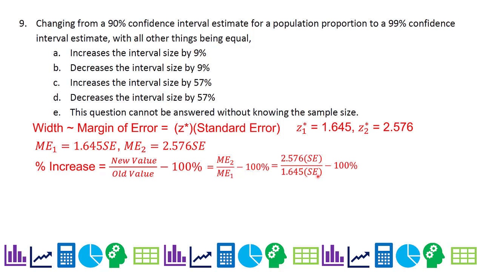They go away. So I'm going to get 1.57, which I'm just going to change to a percent here, subtract, and that gives me 57%. So I have an increase of 57%. And hopefully you saw that that is an increase, because this is bigger than the original value of 1.645.